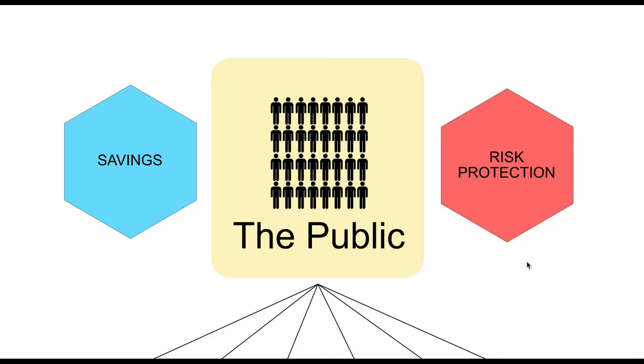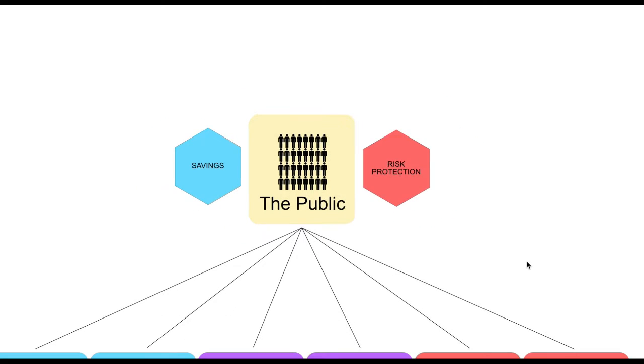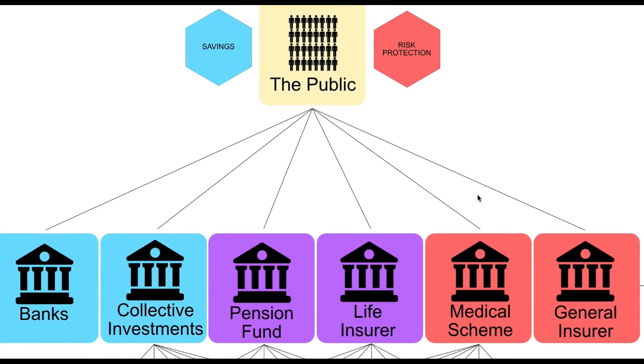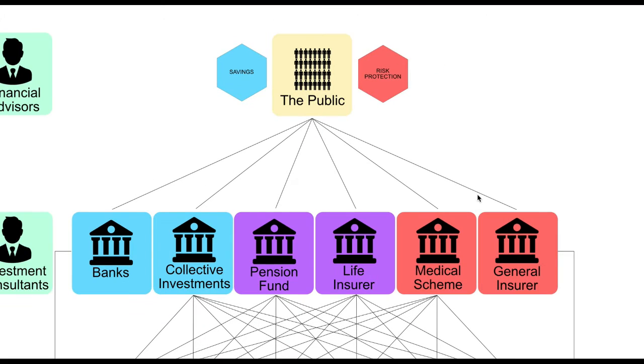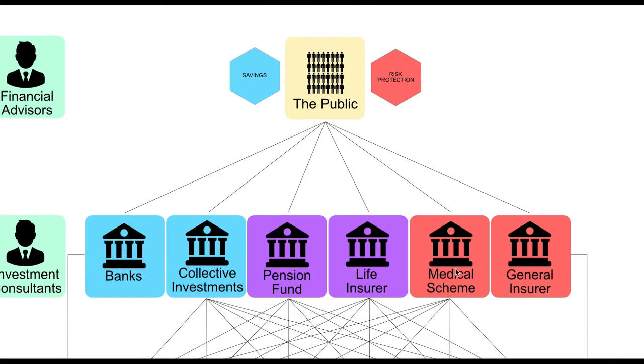They found that by combining together, they can create certain products. And when they combine together and someone creates a product, an institution is formed. So I want to look at the 6 institutions that get formed when people group together. You can see the red ones cover risk protection, the blue ones cover savings, and the purple ones have a little bit of a savings component and a little bit of risk protection.